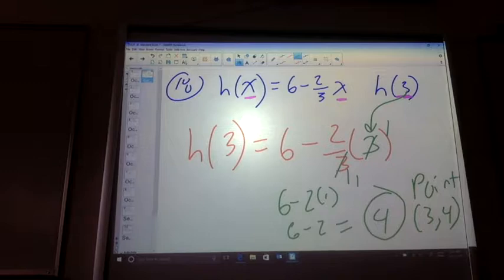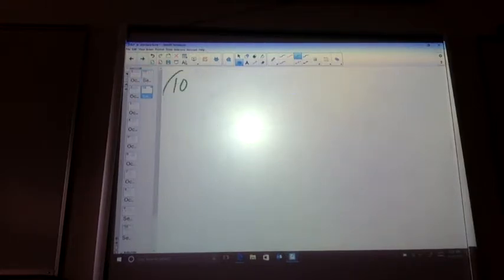What other questions did you come across? Yeah. Can we go to number 10? 10, please? Yeah. Number 10. Let's find the domain of the function represented by the graph. Determine whether the domain is discrete or continuous.